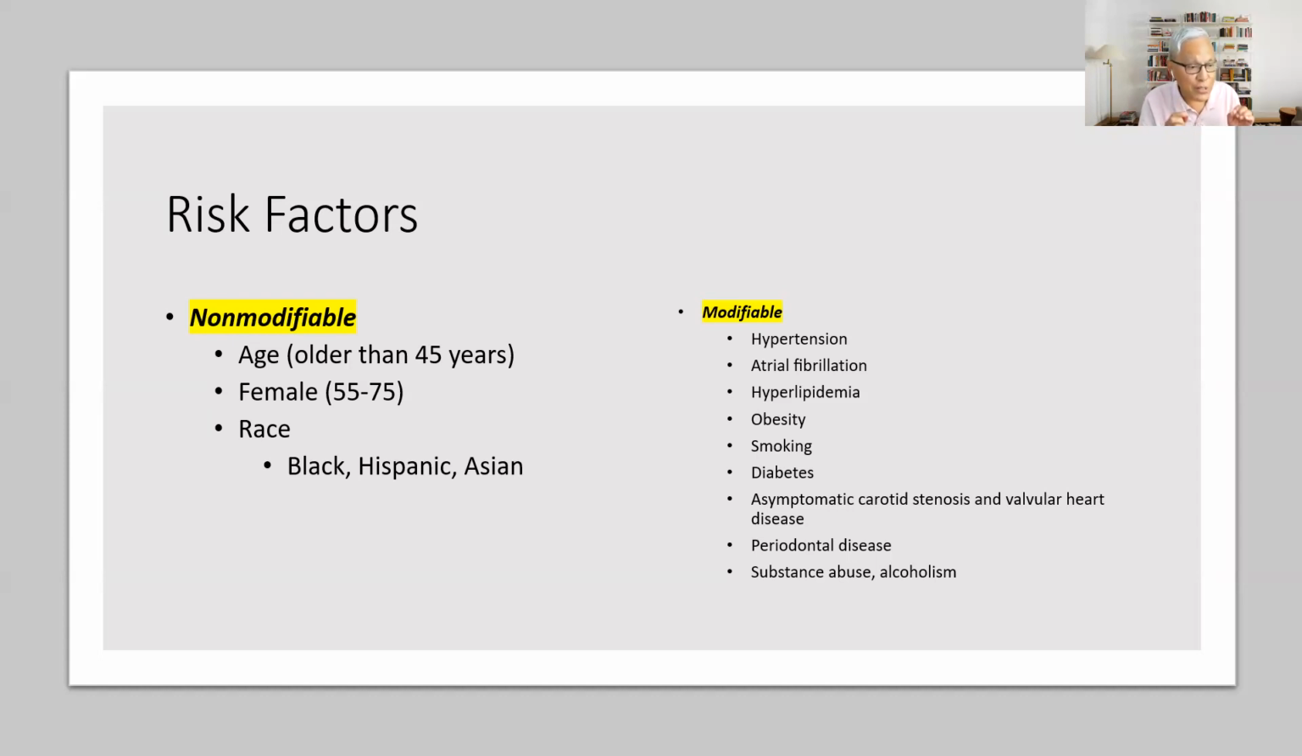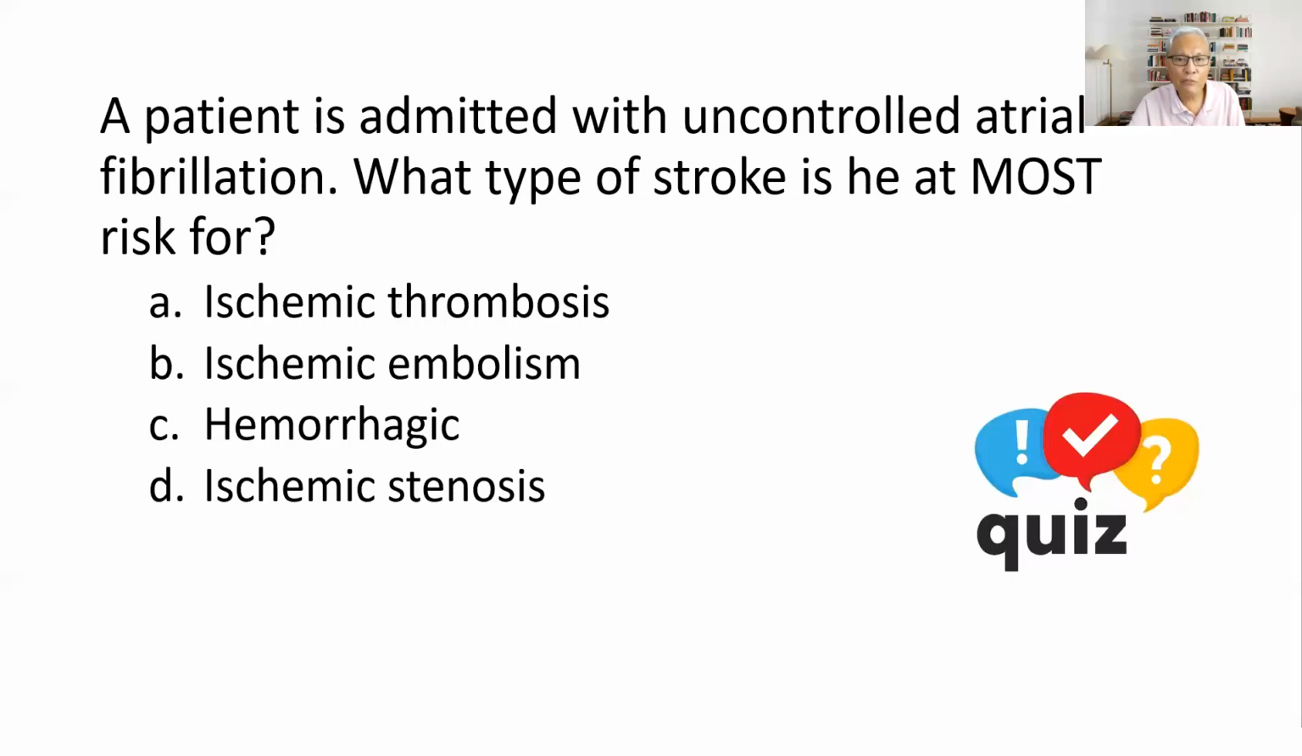So as far as alcohol is concerned, it depends on how much they drink. Remember, 2 for men and 1 for women is going to be protective for stroke. But more than that is going to be a risk factor to the development of stroke. Okay, so let's go to our first poll.